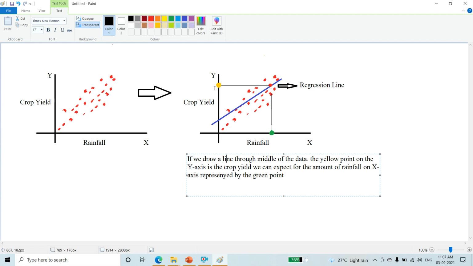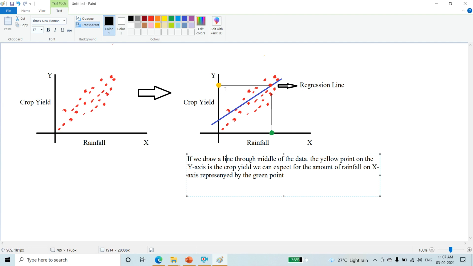I am drawing one line horizontally to the y-axis and vertically to the x-axis. So here we get the two points. The yellow point on the y-axis is the crop yield we can expect for the amount of rainfall on the x-axis represented by the green point.